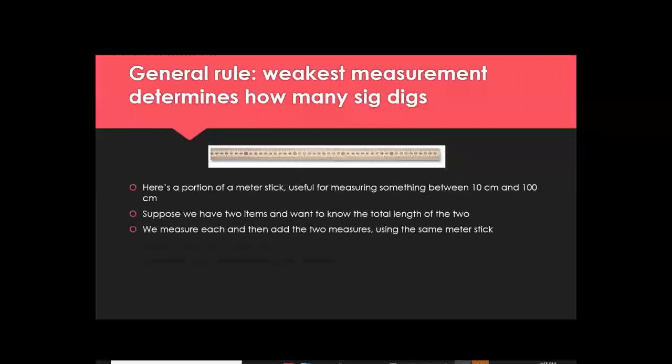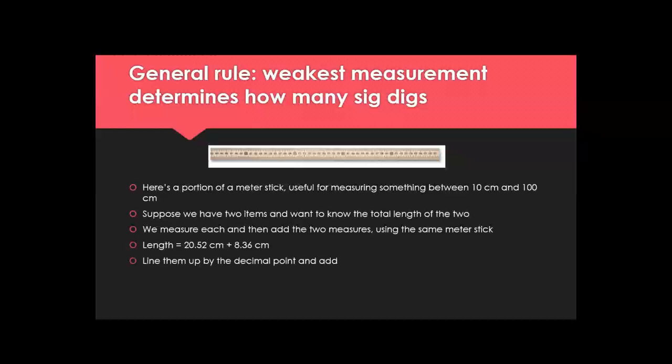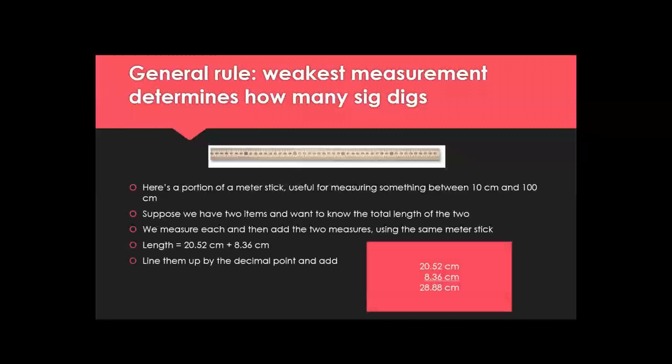So we measure each, and then we add the 2 measures using the same measuring device, the same meter stick. And then we can compare that against the length of the box, which is probably published somewhere. So here are 2 lengths. We measured one at 20.52 centimeters and the other at 8.36 centimeters. We simply line them up by the decimal point and we add them. And there we go. 20.52 plus 8.36 is 28.88 centimeters.